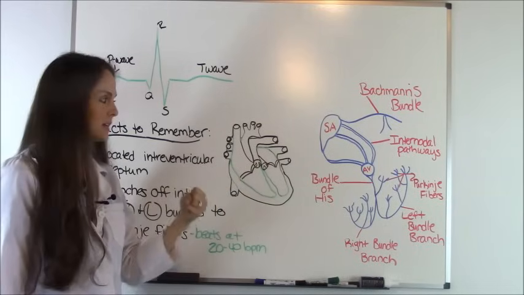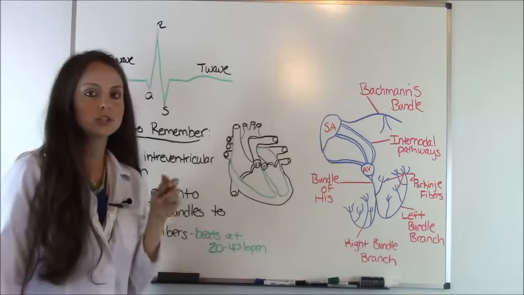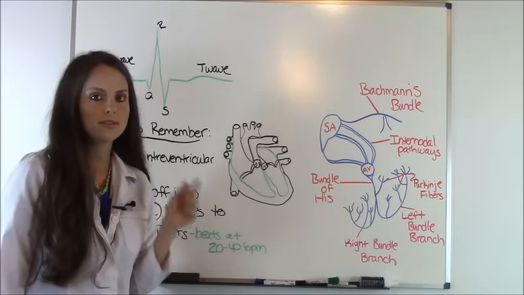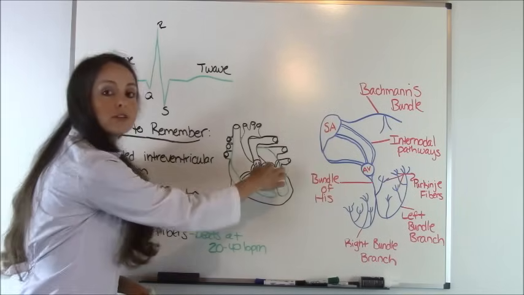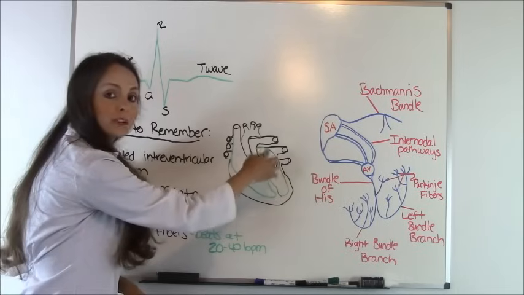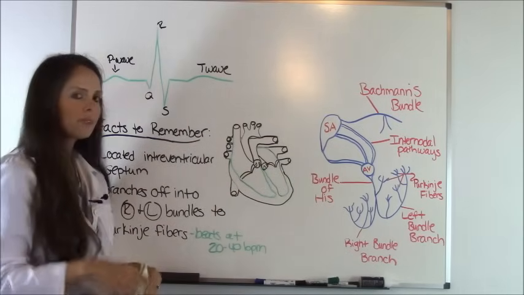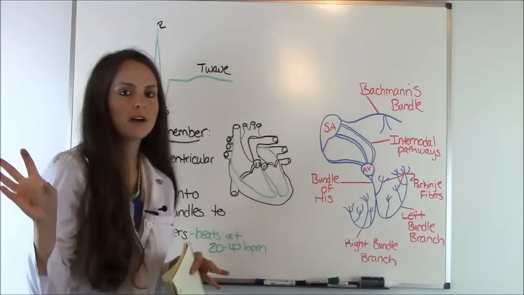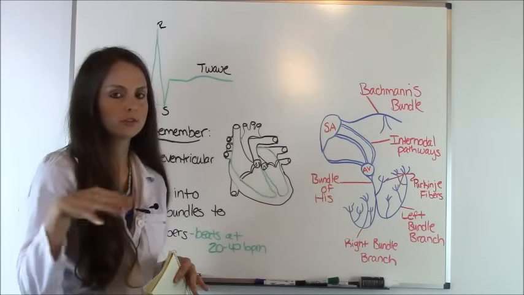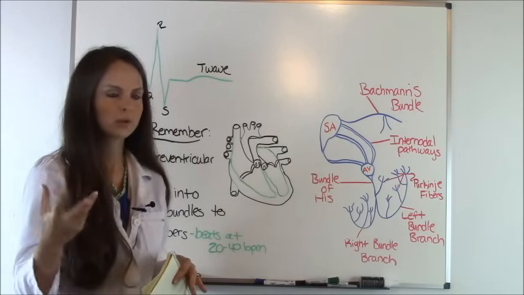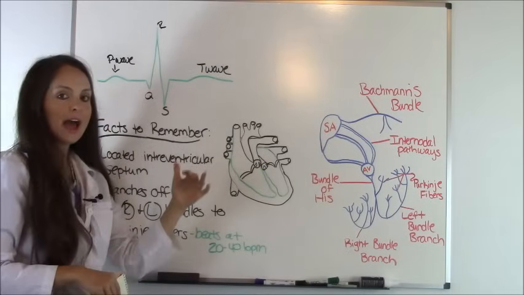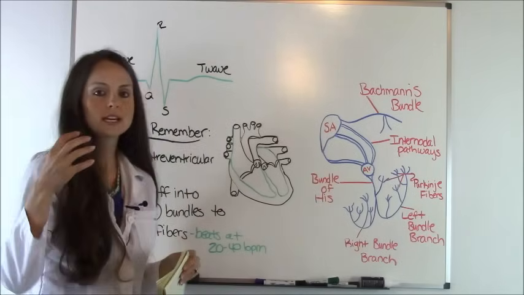Now the bundle of His will branch off into two bundles, the right bundle and the left bundle. The right bundle is going to go to the right side of the heart, and the left bundle is going to go to the left side of the heart. And these bundles spread out into fibers, which are surrounding your ventricle muscle tissue. Whenever that happens, you get depolarization of the ventricles.